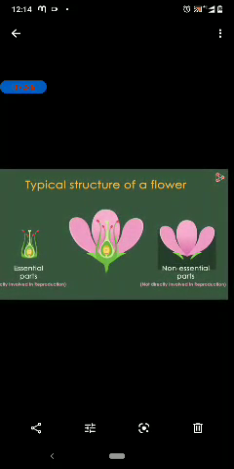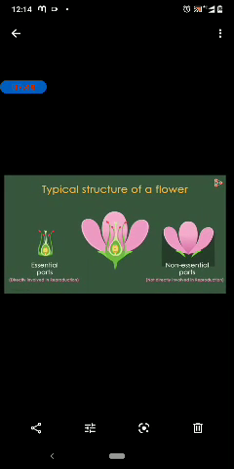A flower contains essential parts and non-essential parts. Now what is meant by essential and non-essential? Those without which reproduction will not be possible are called essential parts, and the non-essential parts are not taking part in the reproductive process. So who are they? Androecium and gynoecium are directly involved in reproduction, so they are the essential parts. Non-essential parts are not involved in reproduction, like corolla and calyx.